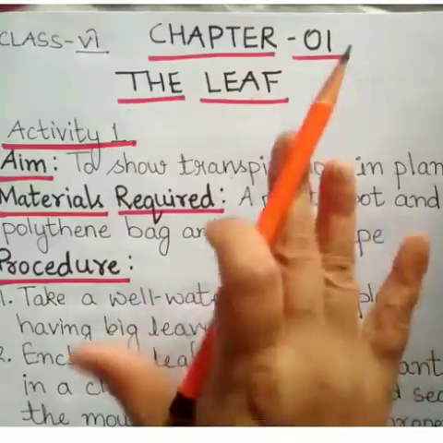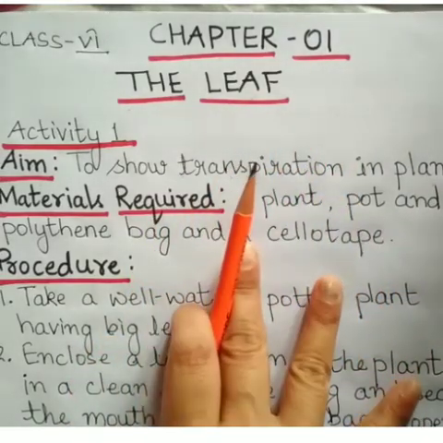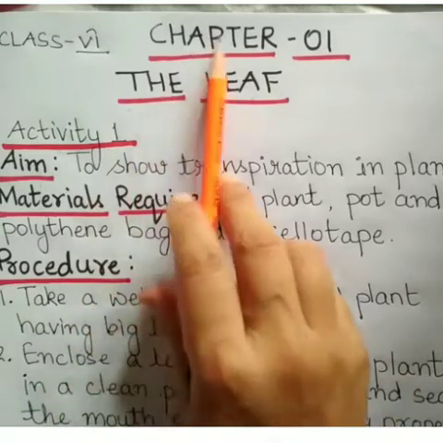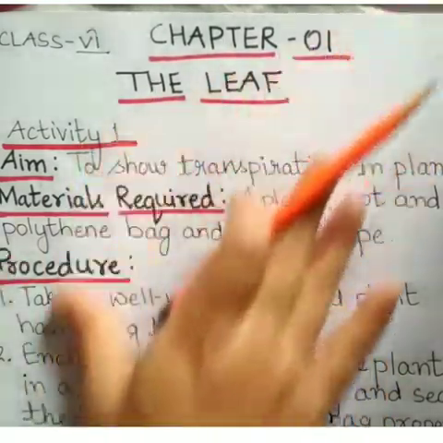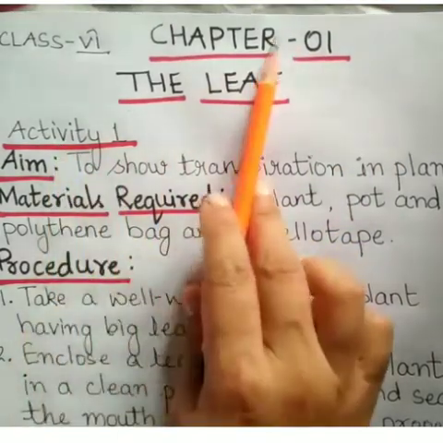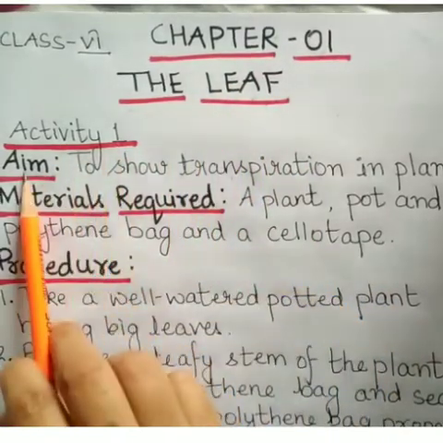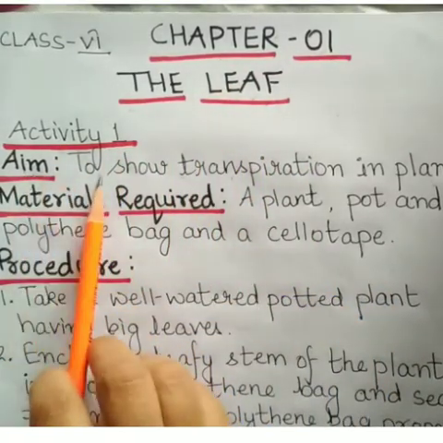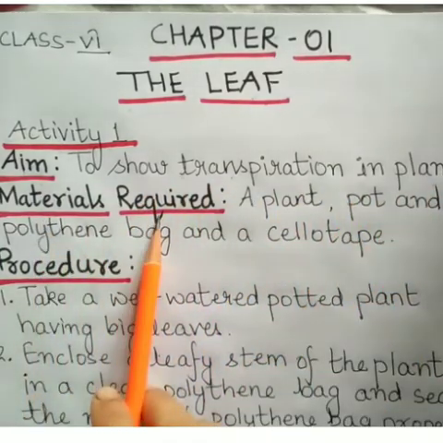Okay. Students, this is an activity that you'll be doing in your activity file. This activity is from chapter number 1, the leaf. So this is how you'll be writing in your activity file. First you will write chapter number, chapter name, then activity 1, and then you will write aim. Now aim is to show transpiration in plants and materials required.